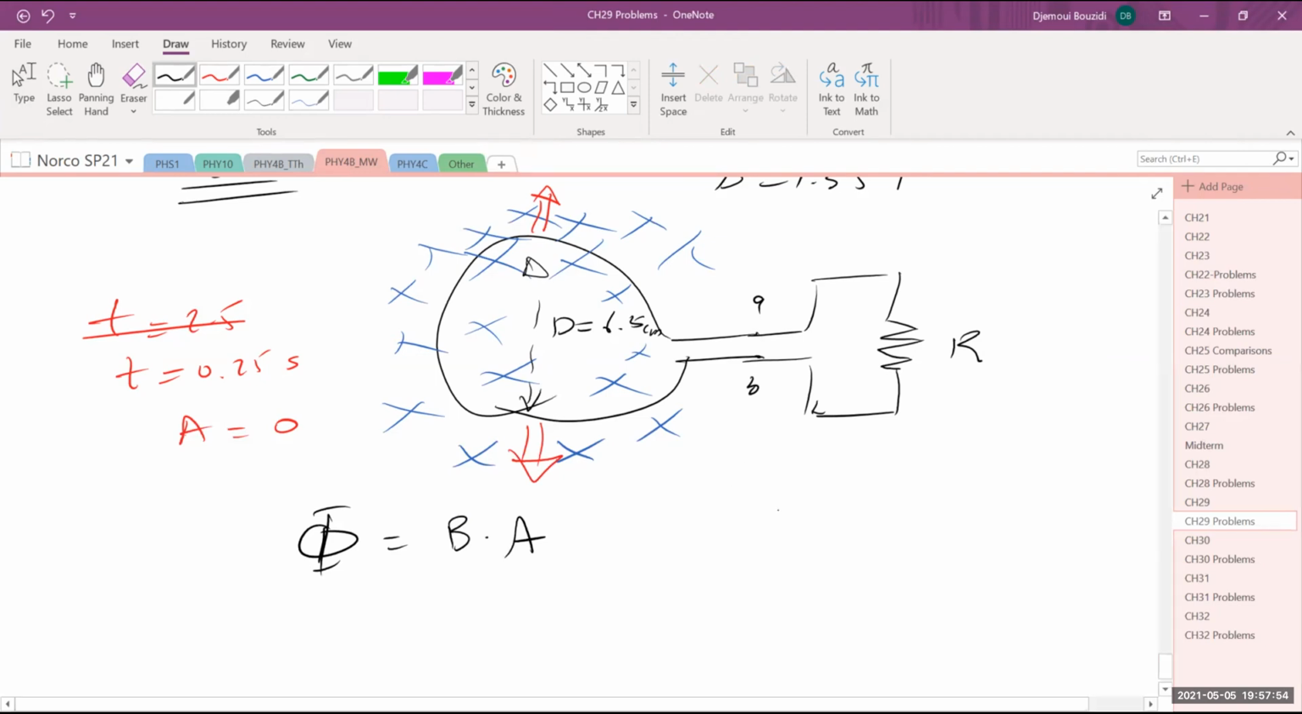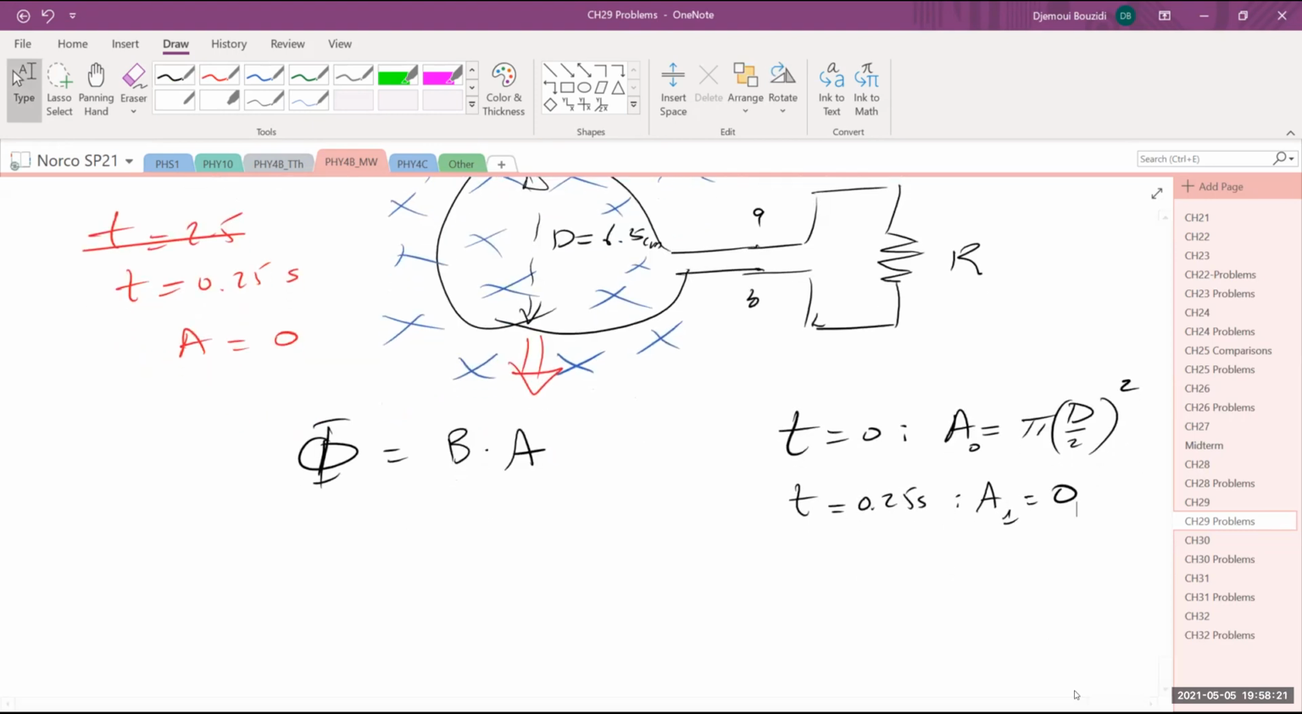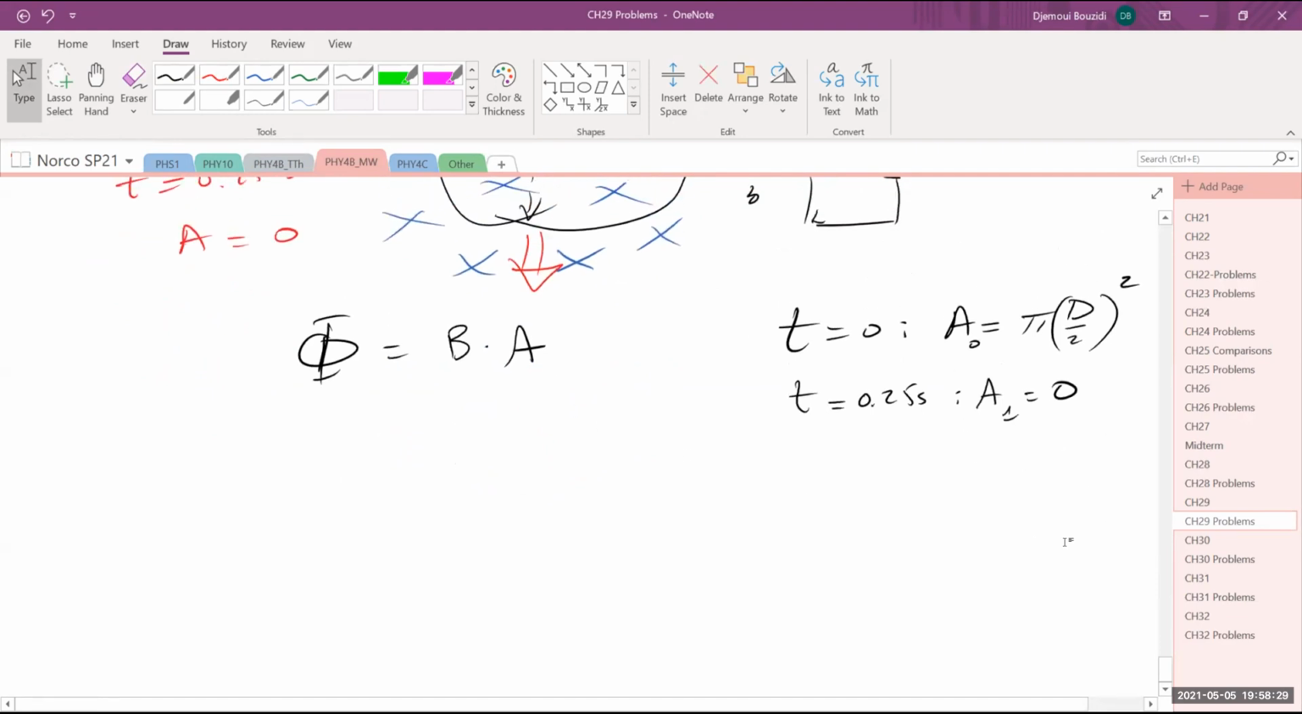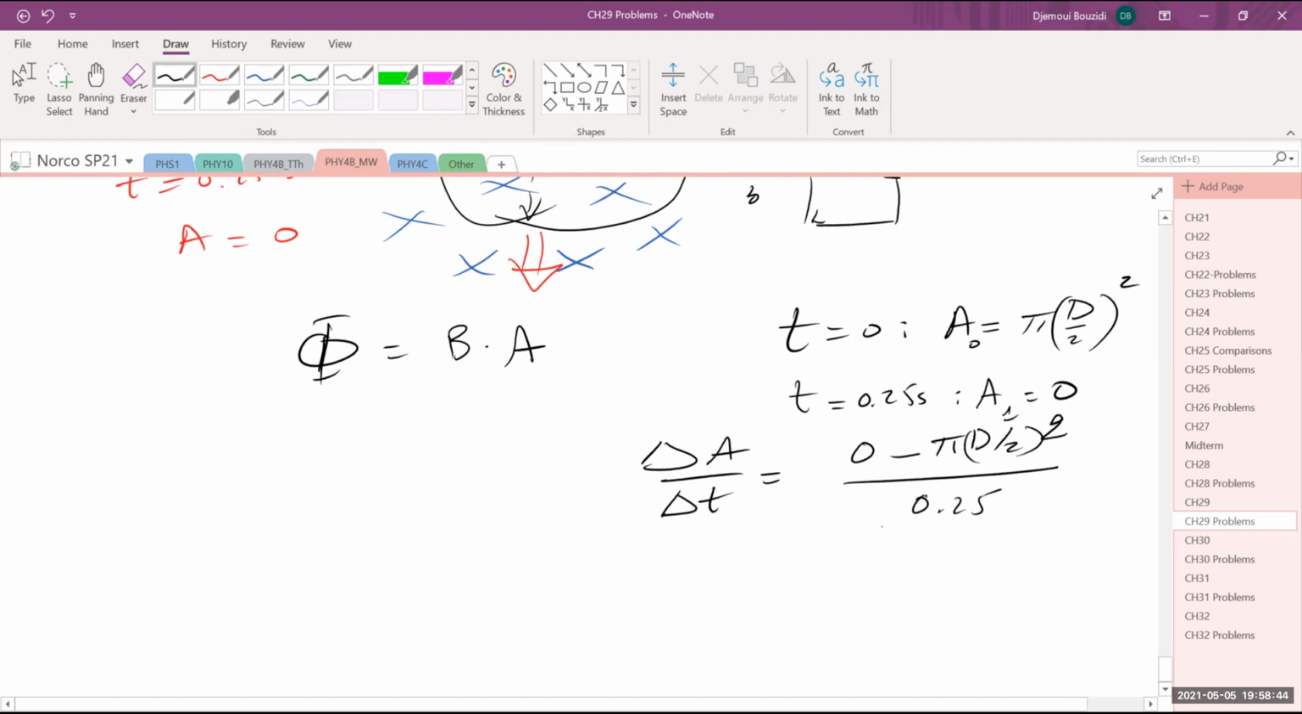It was some finite value at t equal to 0, which is the initial area. So this is A naught, which was pi times the diameter over 2 squared. And now after 0.25 seconds, the area is equal to A1, which is 0. So it has shrunk in size. To find how this is changing with time, the rate at which the area is changing is just delta A over delta T. The final value is 0, the initial value is pi times d over 2 squared, and the time it took is 0.25 seconds. So I can plug in the area.